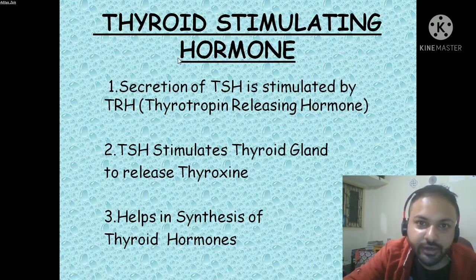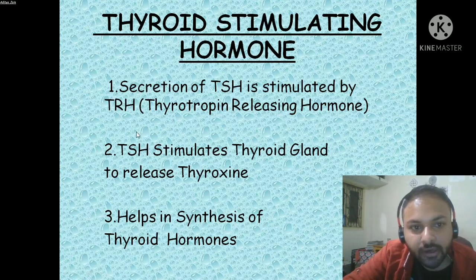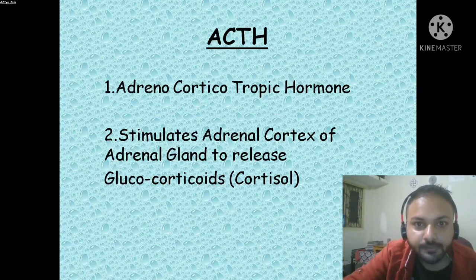Next is thyroid stimulating hormone, TSH. TSH is secreted by the pituitary gland, but the stimulation for secretion of this hormone is due to TRH. TRH is secreted by the hypothalamus, which is thyrotropin releasing hormone. TRH acts on the pituitary gland to release TSH and TSH acts on the thyroid gland to release thyroxine. And TSH also helps in synthesis of some other hormones of the thyroid gland.